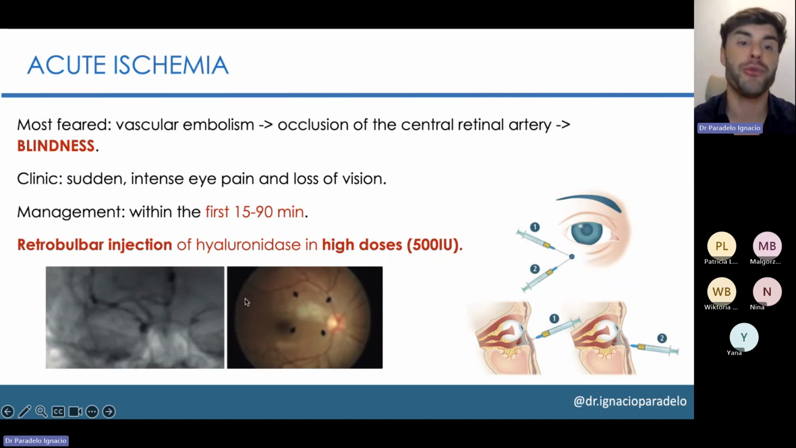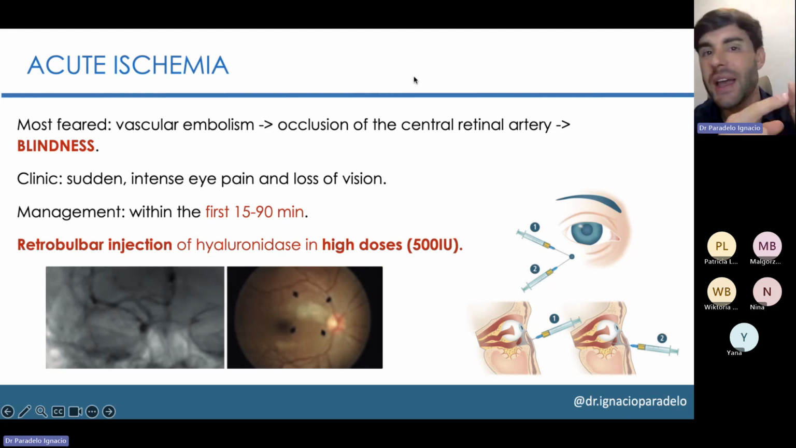And acute ischemia is the most feared complication that we can have when we do lip treatment with hyaluronic acid. Because, as I said before, the anastomosis between the superior labial artery and the infraorbital artery can cause a vascular embolism, which can then cause the occlusion of the central retinal artery and produce blindness. The clinical presentation in our patient is a sudden intense eye pain and loss of vision. And to manage that blindness, some studies say that we have just 90 minutes, but other studies say that we have just 15 minutes to treat that embolism. And to treat that, we have to do a retrobulbar injection of hyaluronidase in high doses.